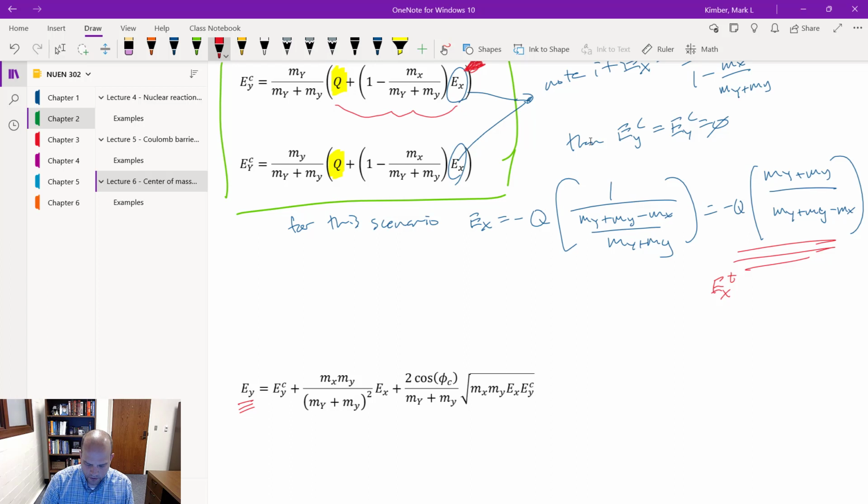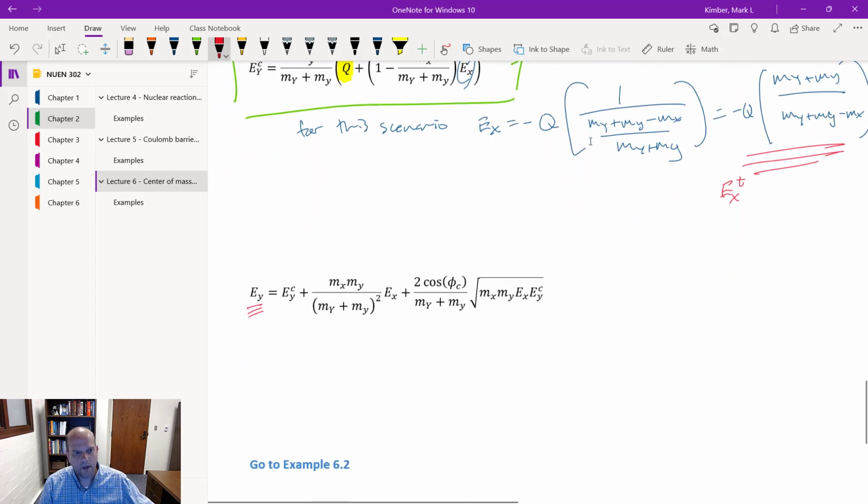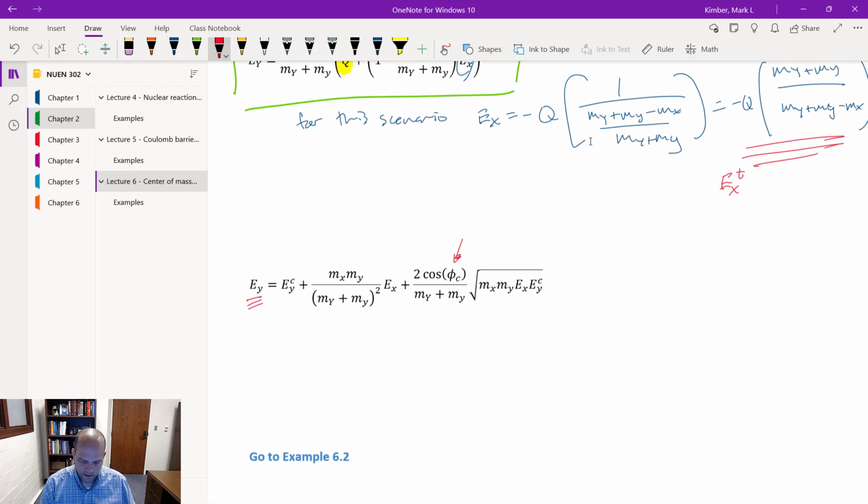So this is the expression I'm going to use for EY, and it's worth noting that EY is a max when that emission angle in the center of mass reference frame is 0. That's what we call forward emission, and it's going to be a minimum when phi equals pi, and that's going to be a backwards emission.